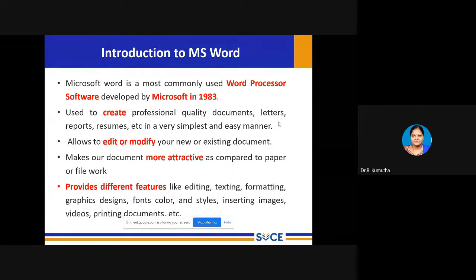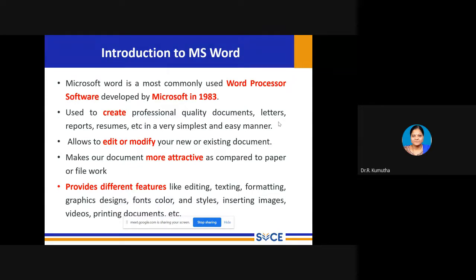And in MS Word you have a lot of options to make your document more attractive, and also we can reduce the manual preparation of the documents. You have various features available in this MS Word. These features are very useful for preparing the document, and if you want to make any changes, you can do the editing, and also formatting, in order to make the document more attractive.